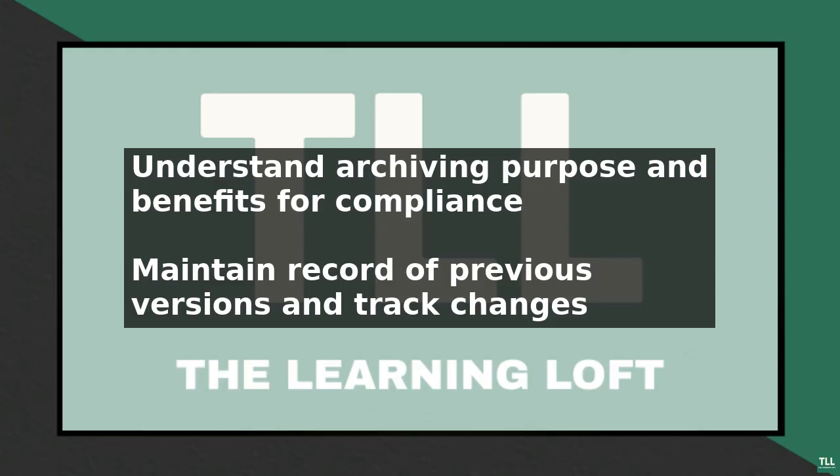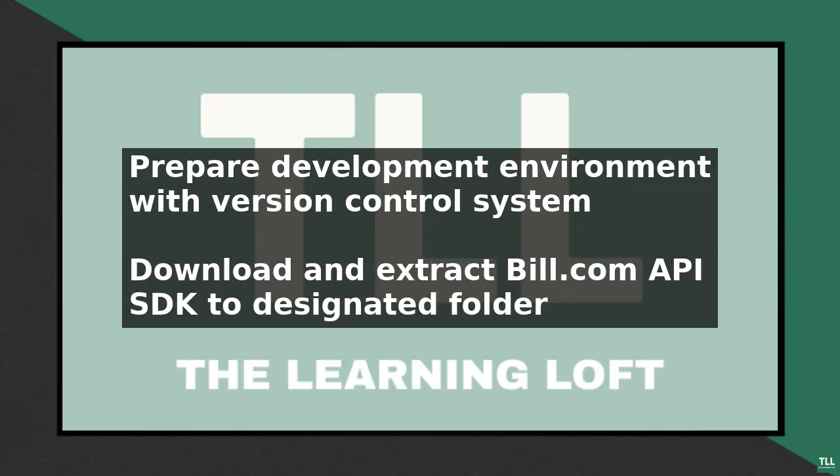This includes setting up a version control system such as Git and creating a new repository for your build.com API SDK project. Next, download the build.com API SDK from the official website and extract the contents to a designated folder. Once the SDK is downloaded and extracted, navigate to the folder and initialize a new Git repository. This will allow you to track changes and maintain a record of previous versions. Use the command line interface to run the initialization command and follow the prompts to set up your repository.